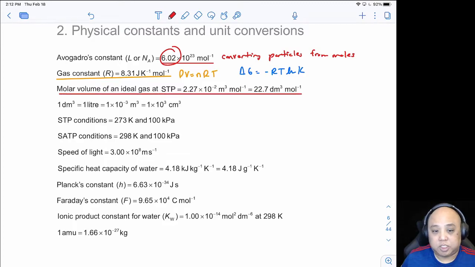Another kind of tricky thing is STP is 22.7 decimeters cubed per mole. Okay, because the IB has changed its standard temperature and pressure to simplify things for you. And so it's not 22.4 anymore, it's 22.7 when you plug in the new standard temperature and pressure values for gases. So it's 22.7. Make sure you reference that.